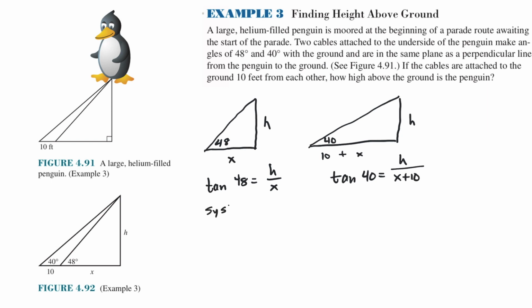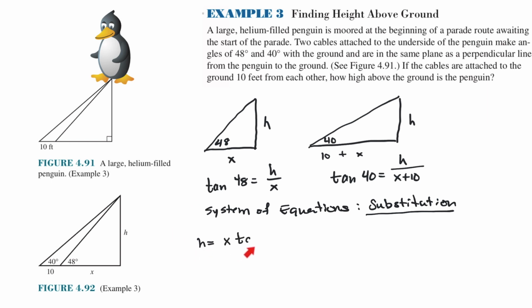That's not so good. We're going to have to do something that you haven't done in a long time. We have to use a system of equations we called substitution. We're going to solve the first equation for h, and we're going to do that by multiplying both sides by x, and so we're going to get h equals x times tangent of 48.